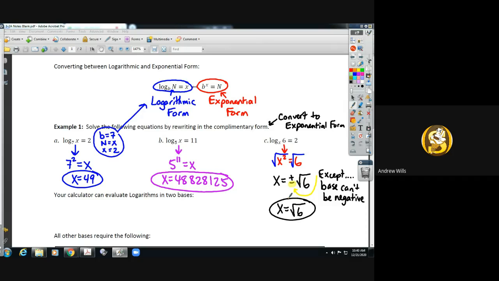So again, the big thing here is we convert into exponential form, which will result either in something that goes straight into our happy little calculator or a simple equation that we already know how to solve. Okay? Any questions on converting from logarithmic to exponential form?